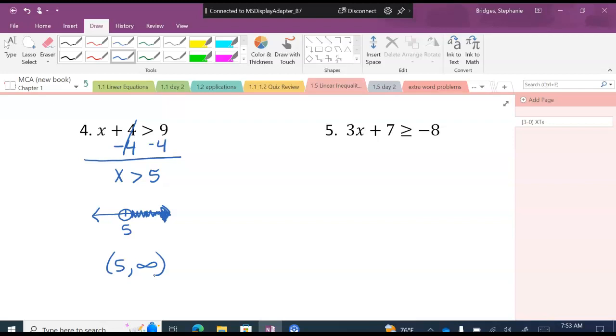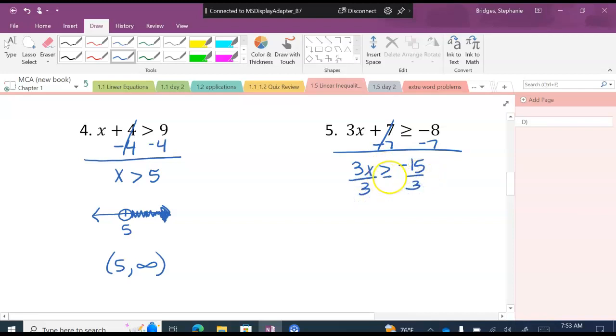Where do I start? Subtract the 7 over, yep. So that's going to be 3x is greater than or equal to negative 8 minus 7, which is negative 15. And then I need to get that x by itself, so I'm dividing by 3. And so that's going to give me x is greater than or equal to -5.